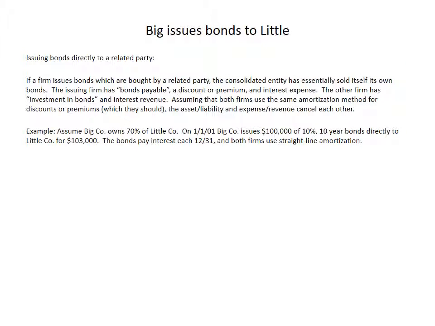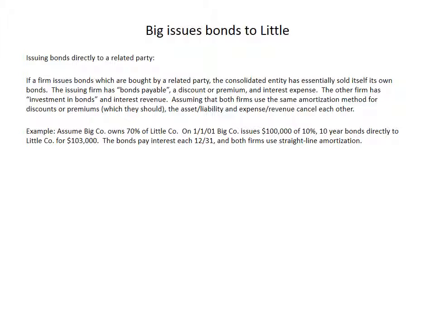Let's start with a case where big issues bonds directly to little. Now, if a firm issues bonds which are bought by a related party, the consolidated entity has essentially sold itself its own bonds. The issuing firm has bonds payable, a discount or premium on bonds payable, and interest expense. The other firm has investment in bonds in the same amount and interest revenue.